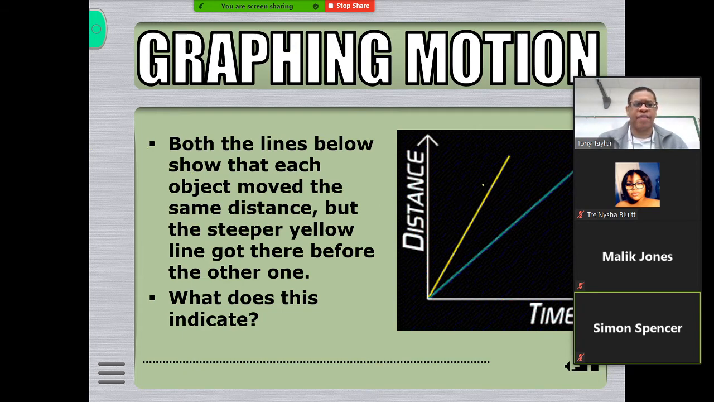Now, I talked about this about 10 minutes ago, but I'm going to repeat what I just said. If you have two objects and you compare the slopes of those two objects, the object that has the steeper slope is moving with a greater velocity. So clearly this object in yellow here is moving faster than the object in blue, because it has a steeper slope. Mind you, they both are moving at a constant speed, but one clearly is moving faster than the other.